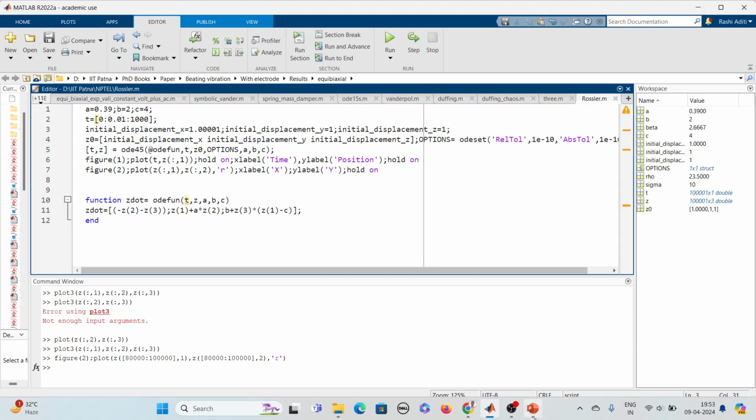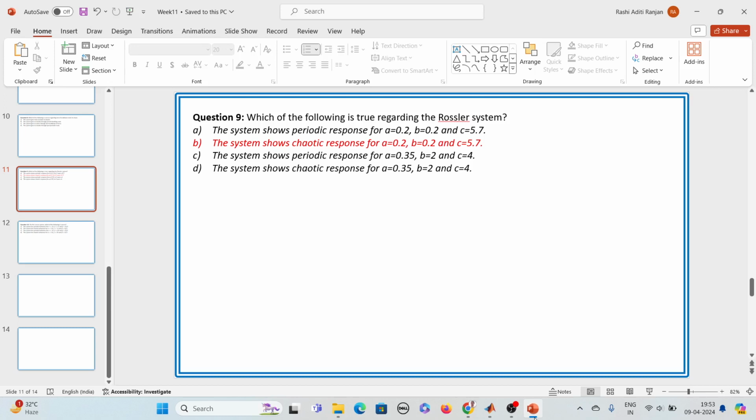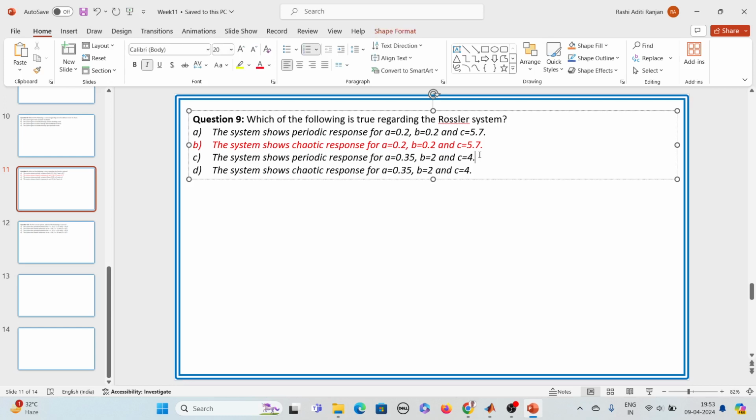Okay, so if I look into the options, the system shows periodic response for this. Yes, this is the correct option. The only difference is that it was having two loops, but it is definitely a periodic attractor.